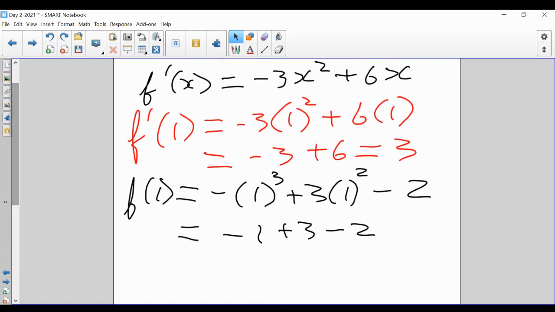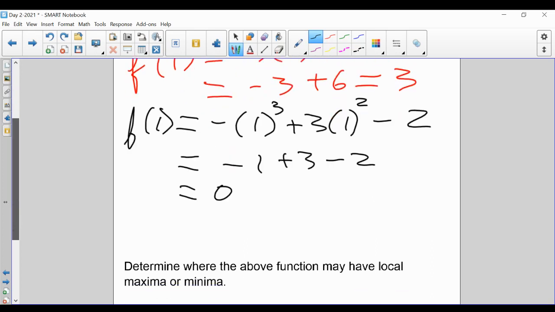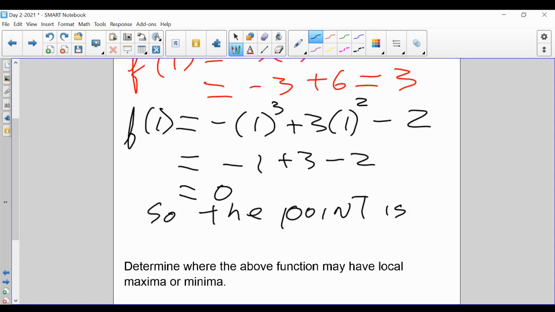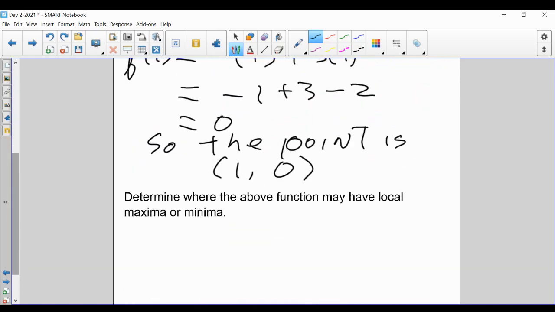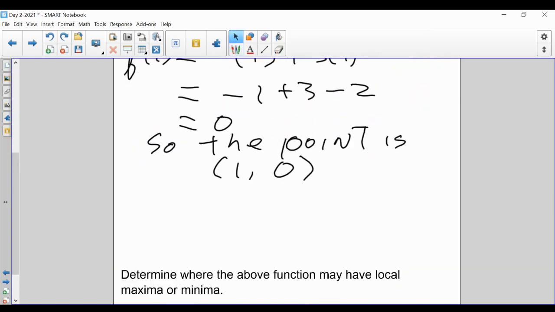So my math is saying that this is equal to 0. So the point that we're looking for is 1, 0. So the point on this tangent line is 1, 0. When you put 1 into the function, you get a 0 y value. Okay, so let's get to the y equals mx plus b.